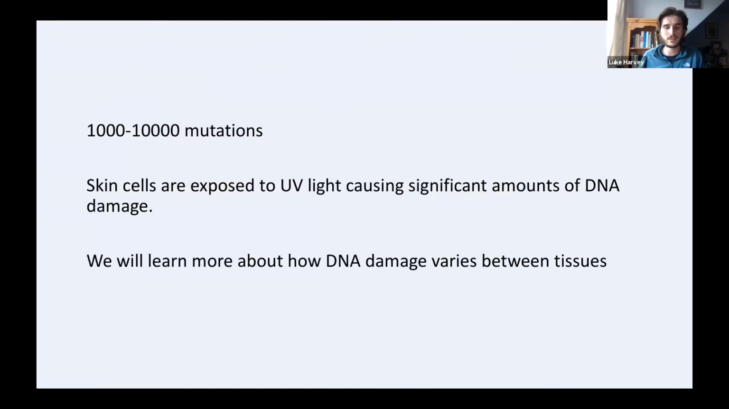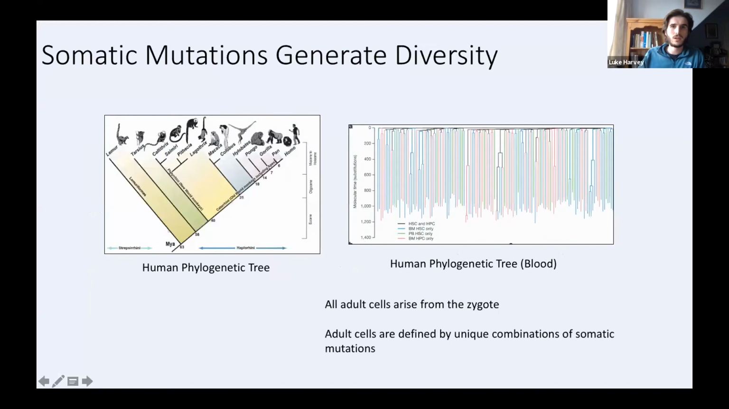So throughout our lifetime, these cells are accumulating thousands and thousands of mutations, but they're remaining healthy cells. This DNA damage, as I said, is coming from UV light. We'll learn throughout this talk about how DNA damage can vary between different tissues, and also why cells can have tens of thousands of mutations but remain healthy cells. An important thing to know is that if we're having somatic mutations, that means there is diversity within our cells.